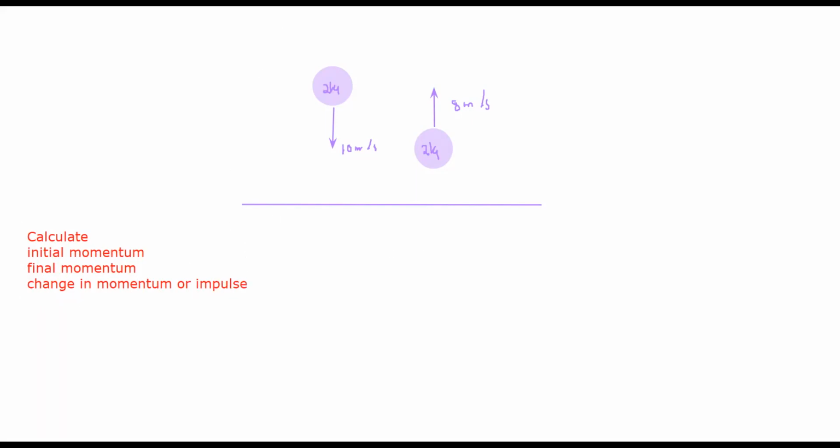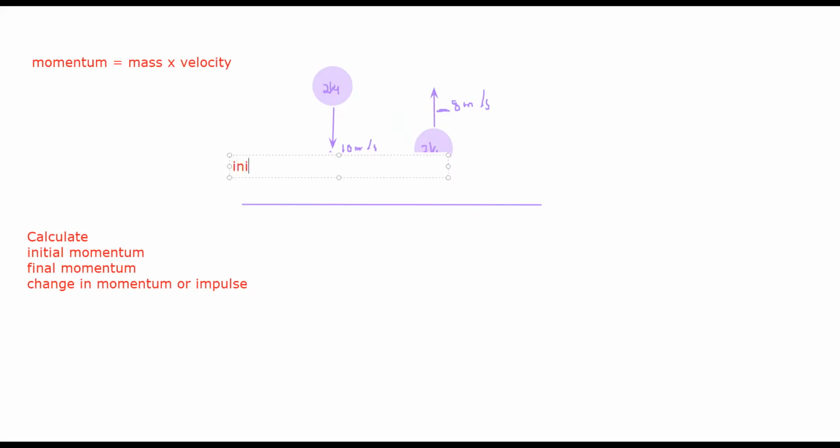So first thing, keep in mind, momentum is a product of mass and velocity. Mass is a scalar quantity, so direction is not important, but velocity is a vector quantity, so direction is important. If I take downward as the positive direction, then upward I should take as negative. So if the downward velocity is 10, the upward velocity will not be equal to 8, it should be minus 8 because the direction changes.